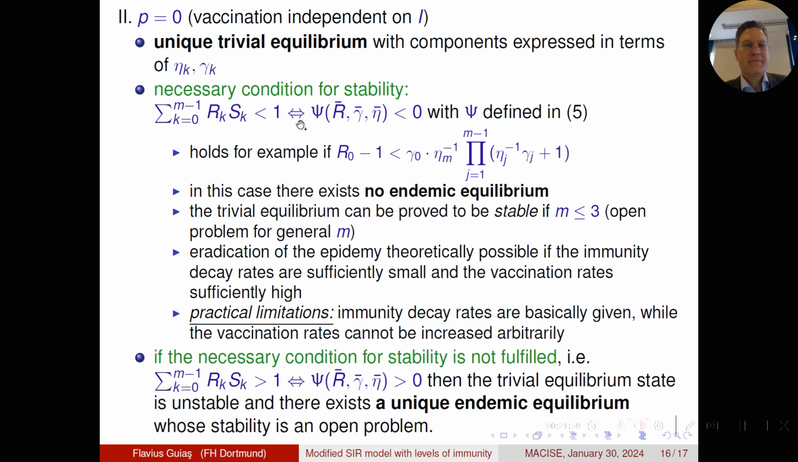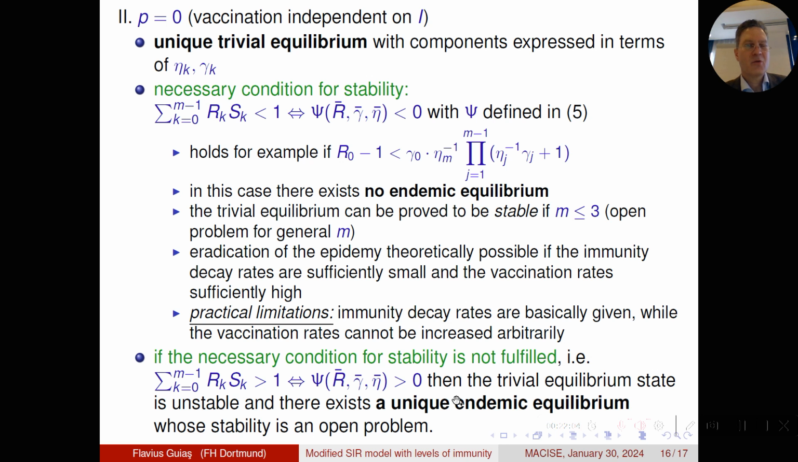Now, if the necessary condition for stability is not fulfilled, so the trivial equilibrium is in that case unstable, then there exists a unique endemic equilibrium with I larger than 0. Also in this case, you cannot eradicate the epidemics. But of course, the stability is an open problem because you don't know the solution explicitly.